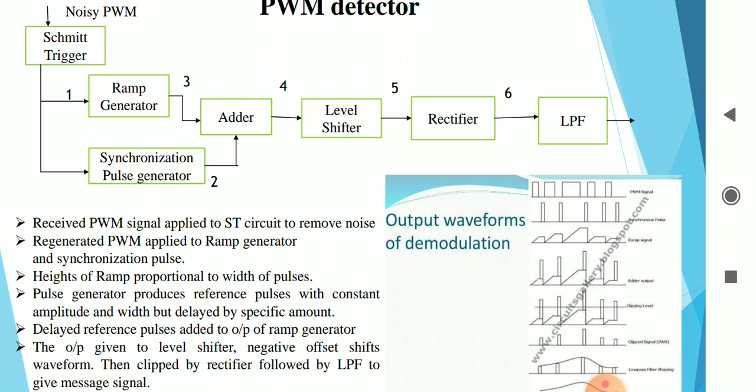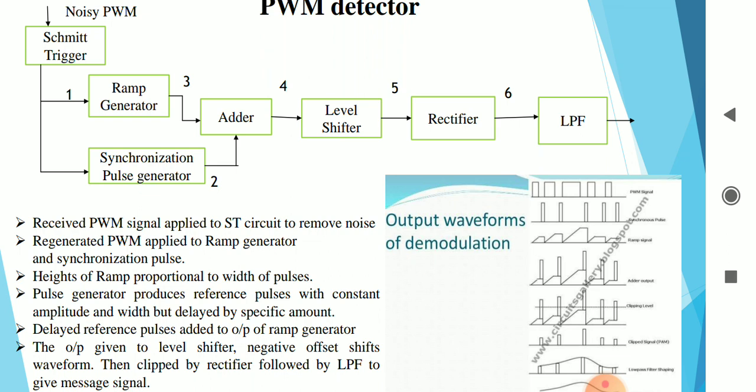So depending upon the type of PWM waveform, first the synchronous pulses will be generated, which is shown in the second waveform, and the ramp generator is going to produce corresponding ramp signals, which is shown in the waveform number 3. And these outputs 2 and 3 are given to an adder, which produces a signal which is shown in the signal 4, and this adder signal output is given to a level shifter so as to identify only the pulses of various amplitudes at the output stage.